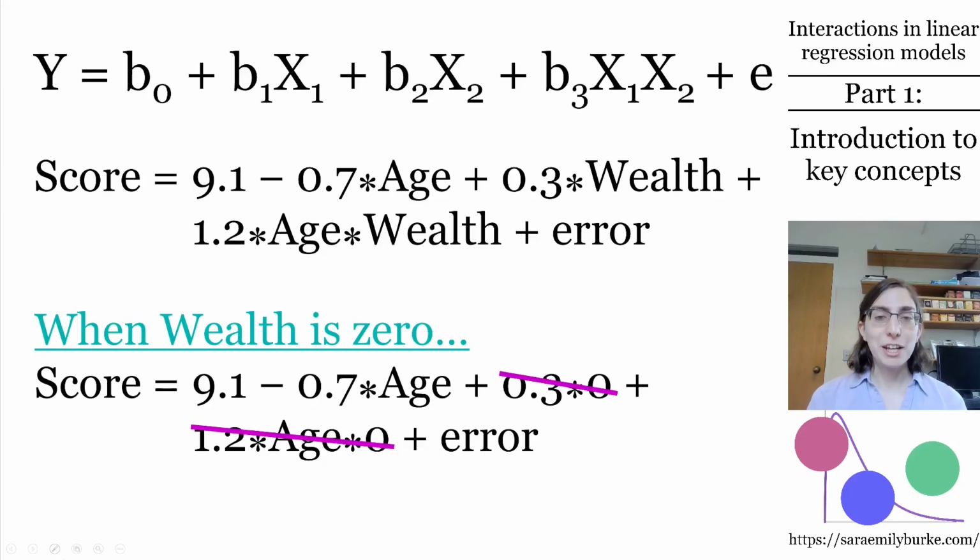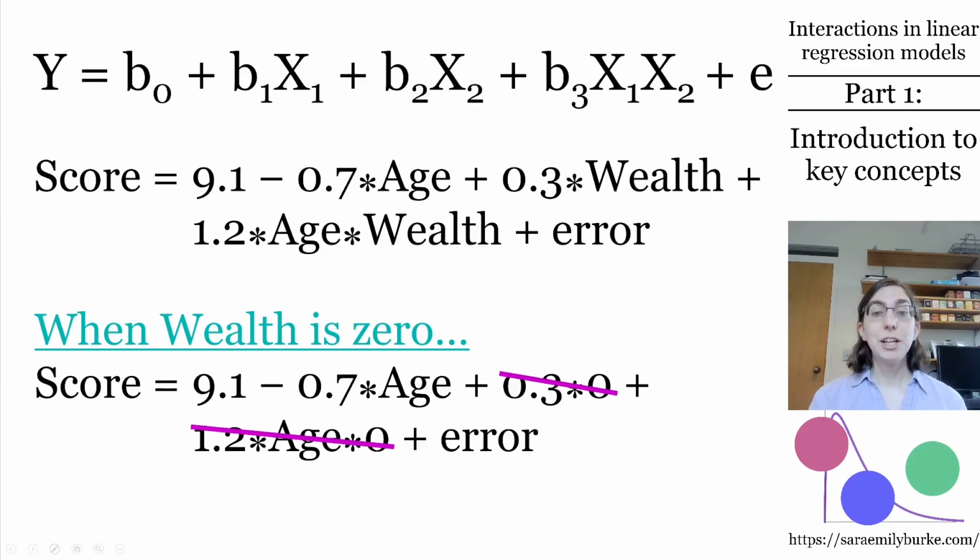0 multiplied by anything is 0. So both of these terms are 0, regardless of what age is and regardless of what the slopes are. When wealth is 0, the fitted value of score is 9.1 minus 0.7 times age, straight up. There's nothing else left in the equation besides the residual. This is the key to understanding what the slope for age means in this model. Earlier I said it was something called a conditional slope, and we'd come back to it.